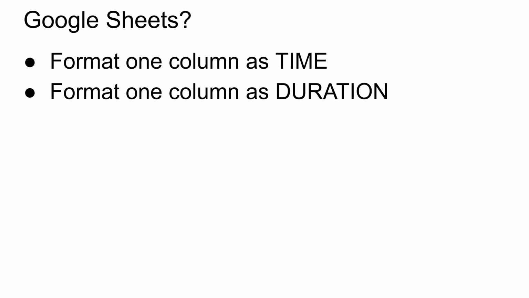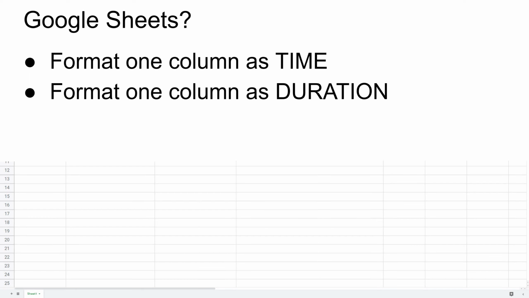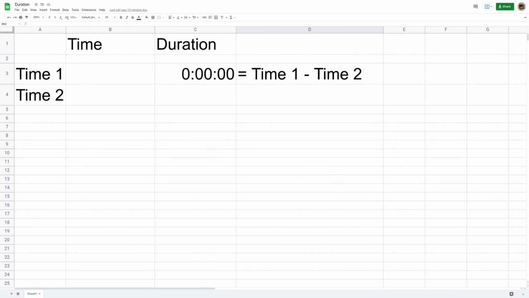And you can use Google Sheets. You can format numbers as times, like 5:26 p.m., or that would be 17:26. And you can format one column as duration, which is an amount of time. So here we go, and let's take a look at this.